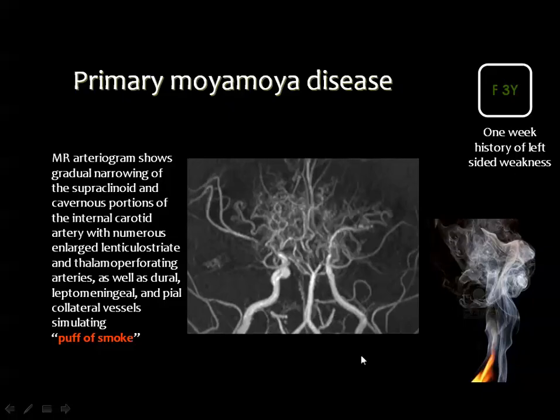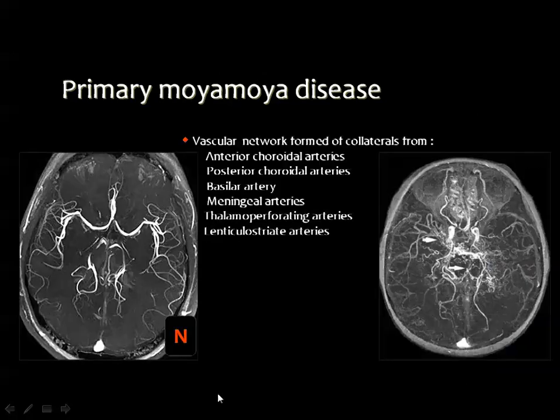And here, this is the internal carotid artery, but you cannot see the middle cerebral and cannot see the anterior cerebral. And instead, you see these dilated collateral vessels, representing the enlarged lenticulostriate and the thalamoperforating arteries, as well as some of the dural and leptomeningeal vessels. And this will result in this appearance, which is known as the puff of smoke.